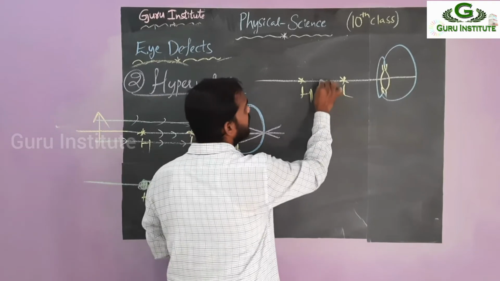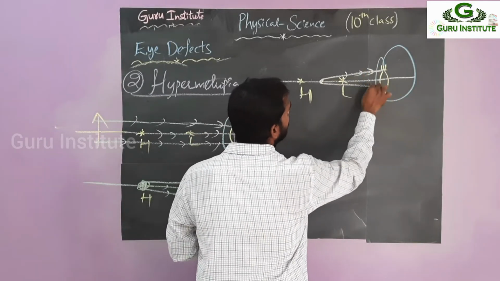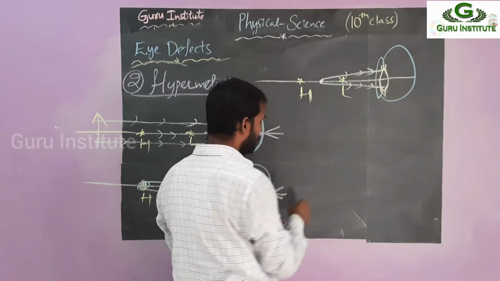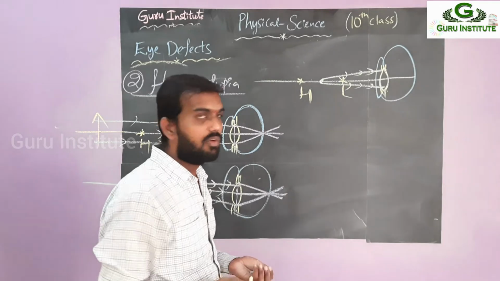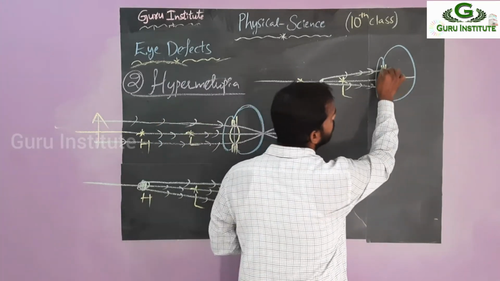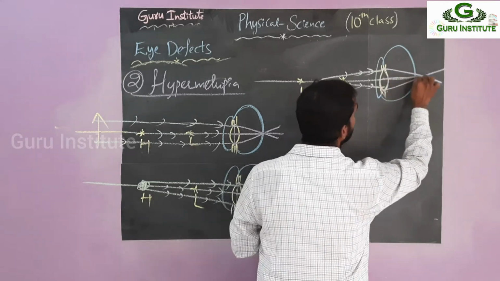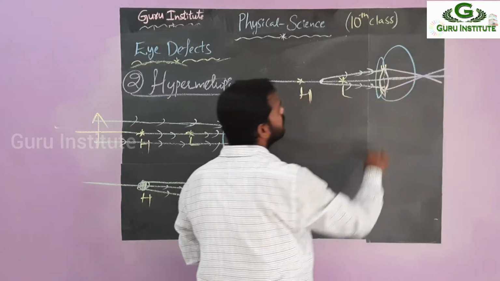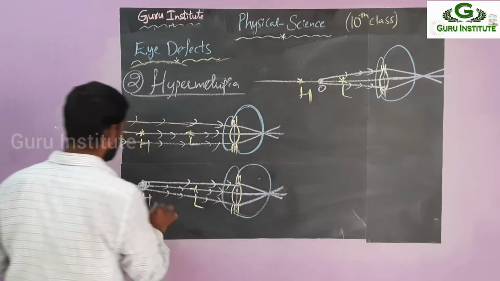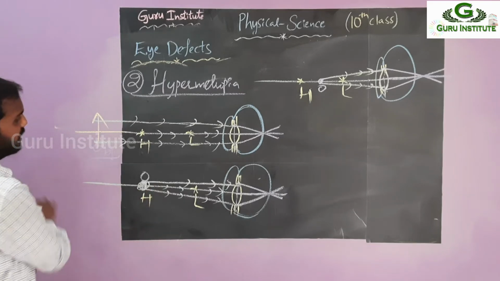So the object is between H and L. Then how should it be? The object is here. First ray and second ray. So after refraction, what will happen? We have to see. So this is the picture. This is the object here.